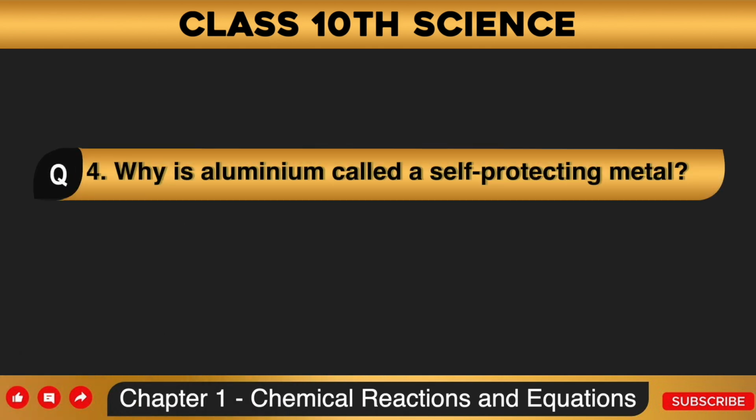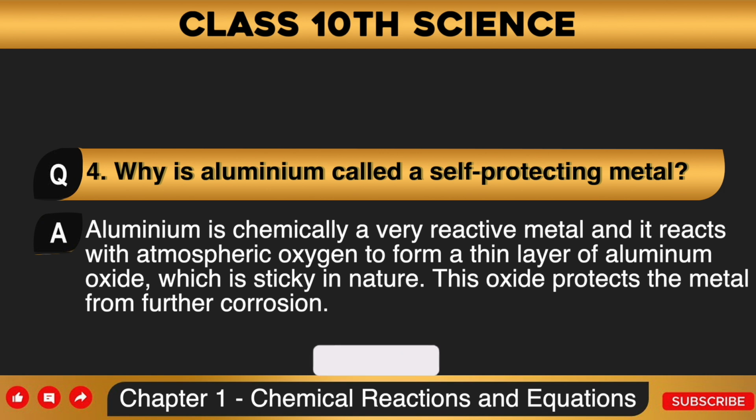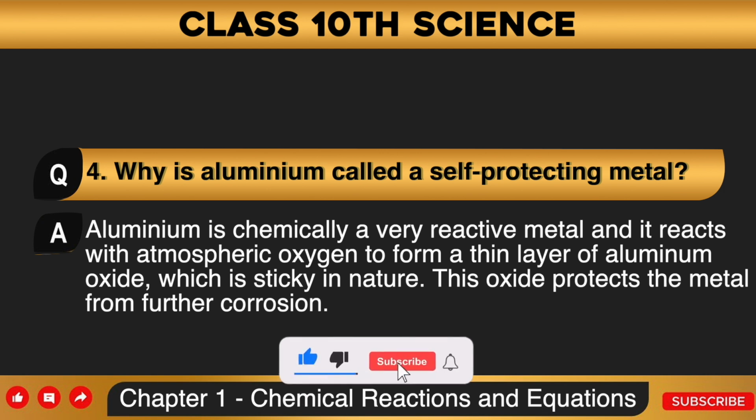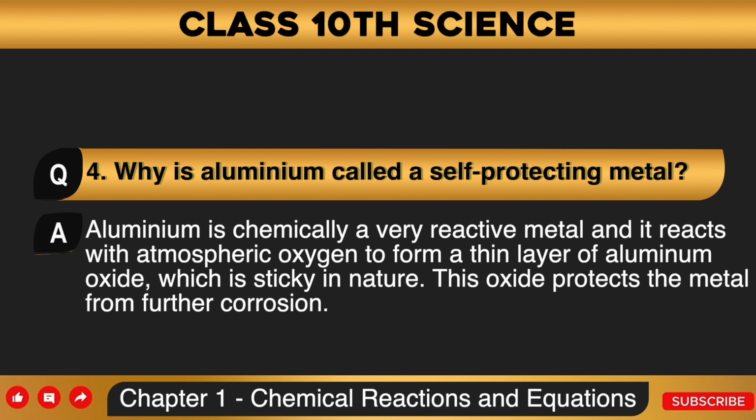Next question. Why is aluminium called a self-protecting metal? The answer to this question is aluminium is chemically a very reactive metal and it reacts with atmospheric oxygen to form a thin layer of aluminium oxide, which is sticky in nature. This oxide protects the metal from further corrosion.